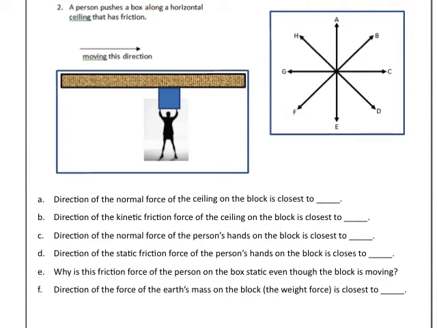So we have a person pushing a box along a horizontal ceiling that has friction. Okay. So it asks you for the normal force of the ceiling on the block. So here's our block. Which way is the ceiling pushing on it? Down. So this one's actually going to be E, because the ceiling is pushing down on the block.